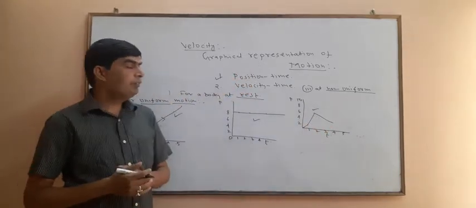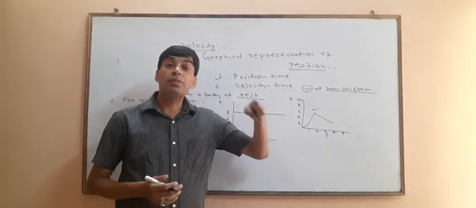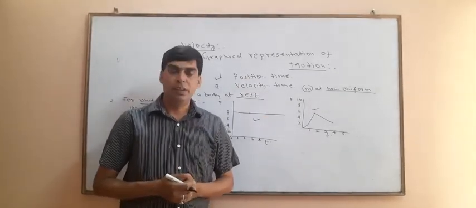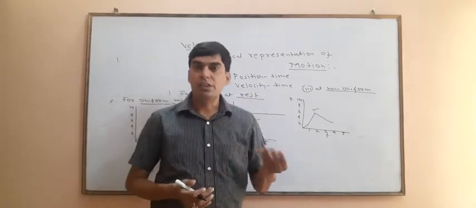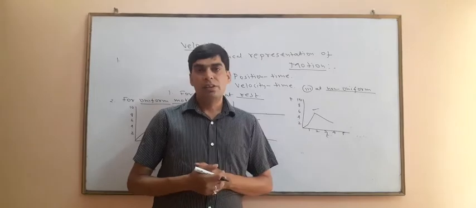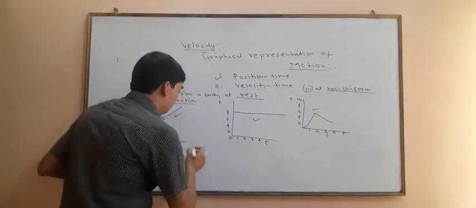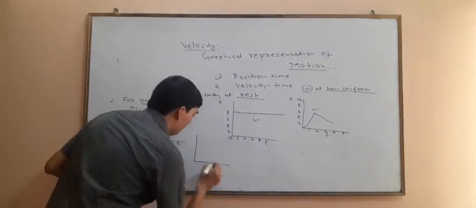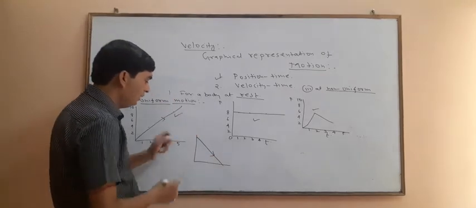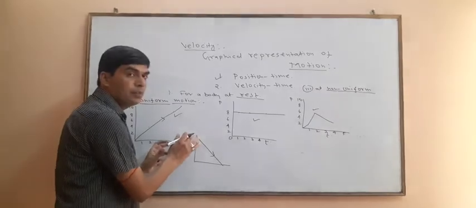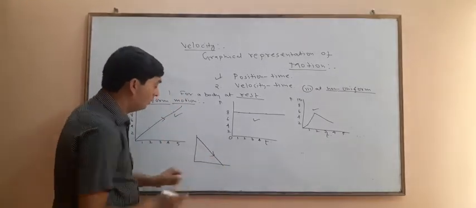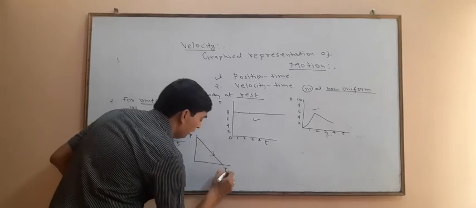The same graph, if you are talking about a body starting from a certain speed and then uniformly decreasing its speed. The body is moving with a certain speed and after that it is decreasing its speed in a certain frame. In that case, the nature of the graph will be like this. It starts from some velocity, it is moving with some velocity, and finally it is decreasing in equal ratio. Then the nature of the graph will be like this one.